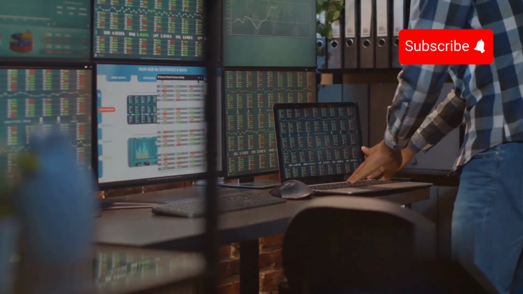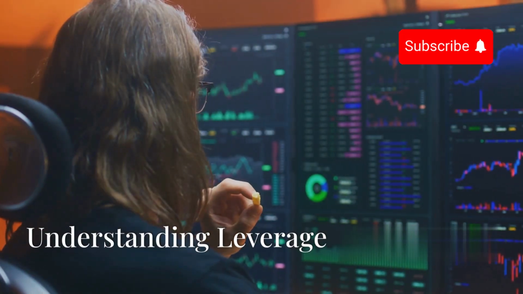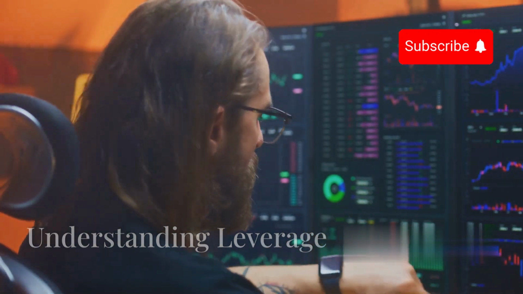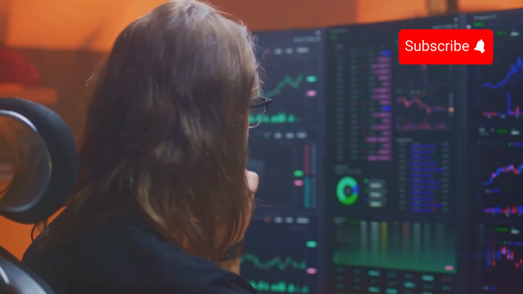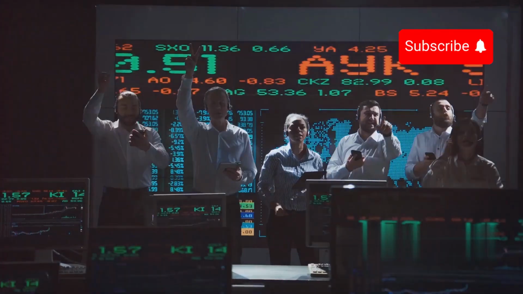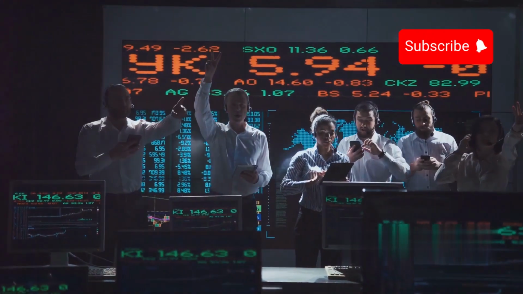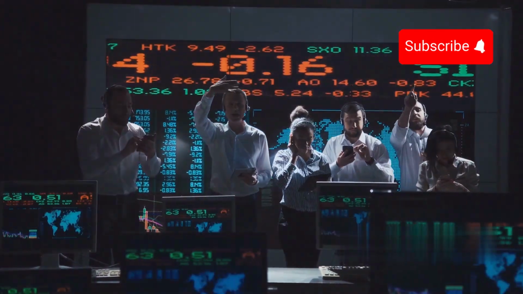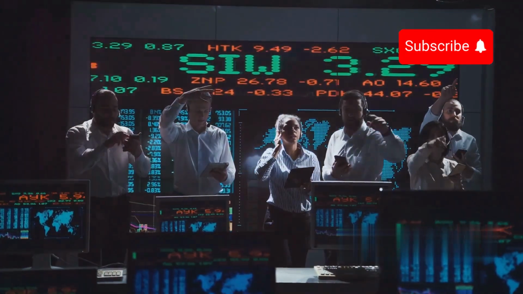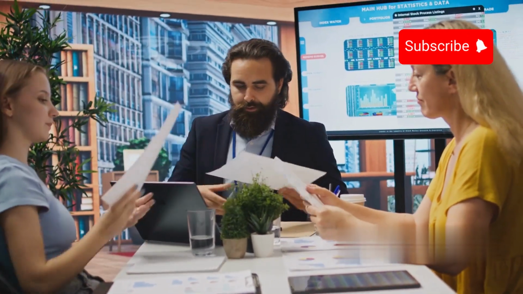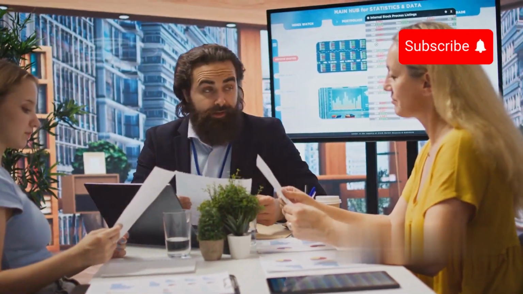Section 2. Leveraging in trading. Leverage is a powerful tool in trading, but it comes with significant risks. Understanding how to use leverage effectively can amplify your gains, but misuse can quickly lead to substantial losses. So, what exactly is leverage, and how can it be applied to your trading strategy?